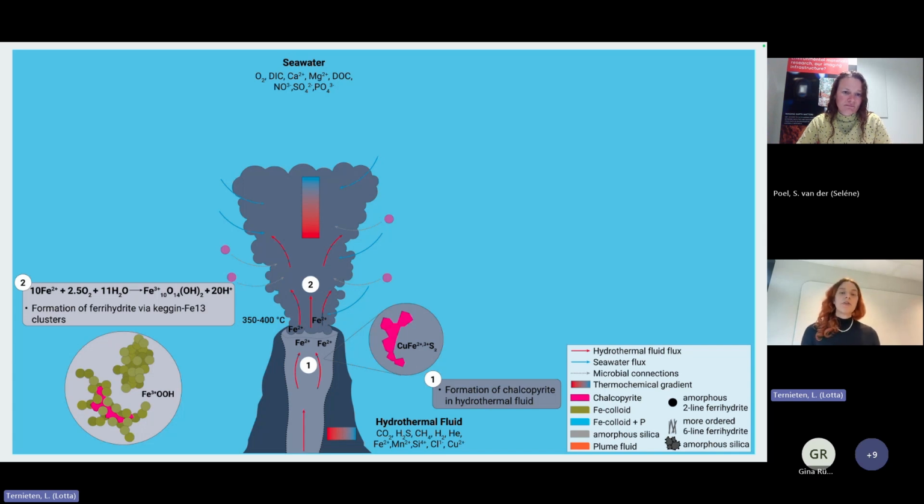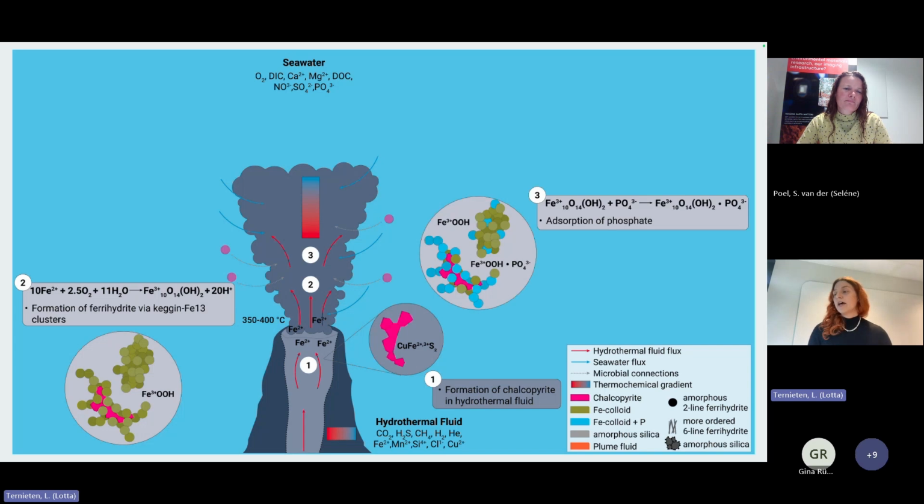And right now we are arguing that, in general, ferrihydrite forms via the clustering of so-called Keggin iron-13 clusters. And we are arguing that this clustering process occurs on the surface of the chalcopyrite. And this leads to these almost dendritic appearing structures. But we have so much extra iron there that they also do the clustering just by themselves, which creates this more compact ferrihydrite. And then over time, we have the adsorption of phosphate on the surface. And because the ferrihydrite that uses the chalcopyrite as a crystallization template has a more elongated shape, it has a bigger surface area.